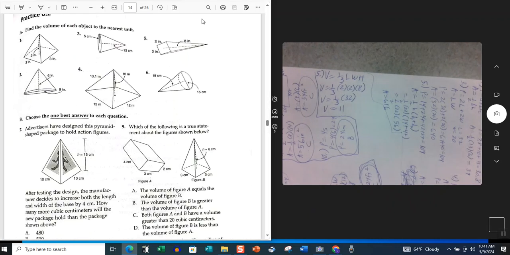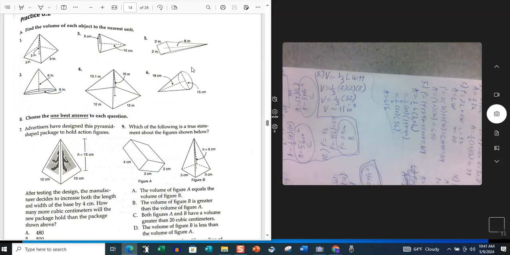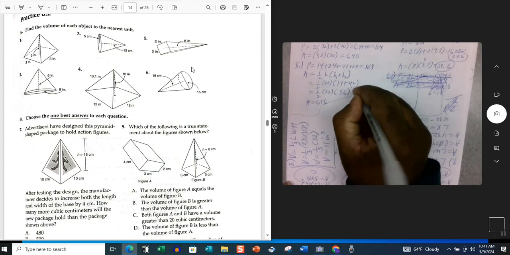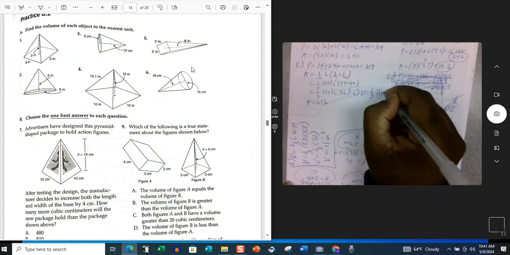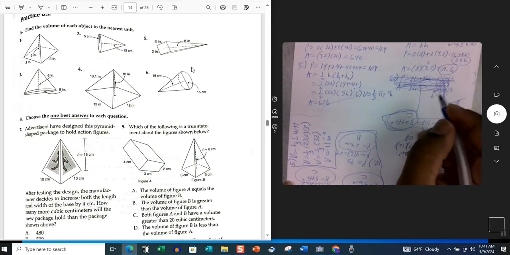And that would be 11 cubic inches. So now we move on to problem 6. Now if you notice here, problem 6 is still a cone, so we'll do it the same way we did the other cone problem. The volume is equal to 1/3 times pi times radius squared times height.